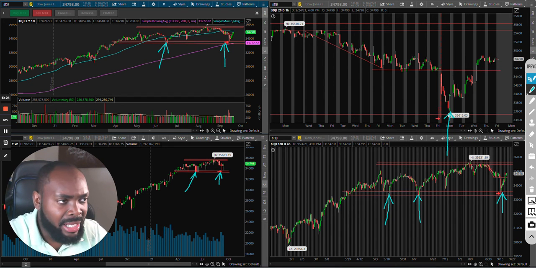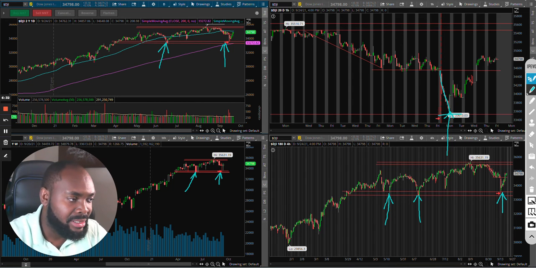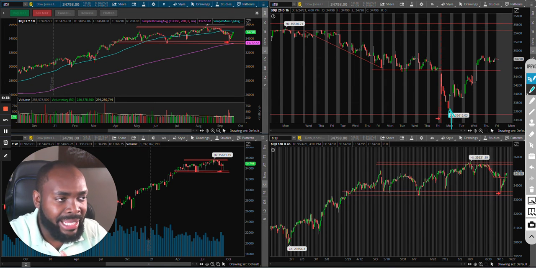For example, you can see on Monday when the Dow sold off, as soon as it got down to that 33,000 level, what happens to the next hourly candle? Guys, it's been nothing but buying at that level, right? So we got huge buying, right?